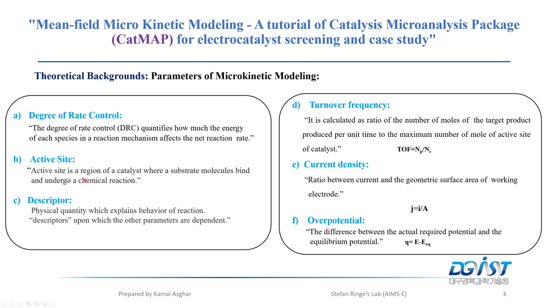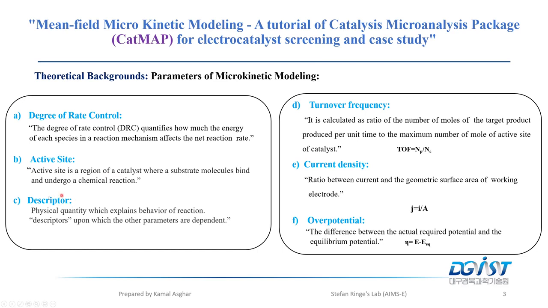And the second one is active site. There are a lot of sites on a catalyst surface, and some of the sites are more active and some are passive regarding making different products. So an active site is a region of the catalyst where a substrate or different species binds and undergoes a chemical reaction.